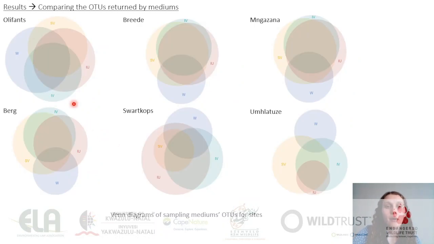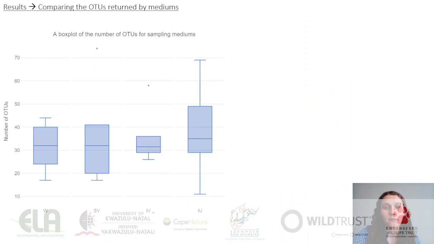Here we have Venn diagrams of sampling mediums' OTUs for sites. So here are the sediment samples and then the blue is the water samples. So we can see that there is an overlap, particularly between the sediment samples, and that for all the sites, water tends to have a large proportion that is unique.